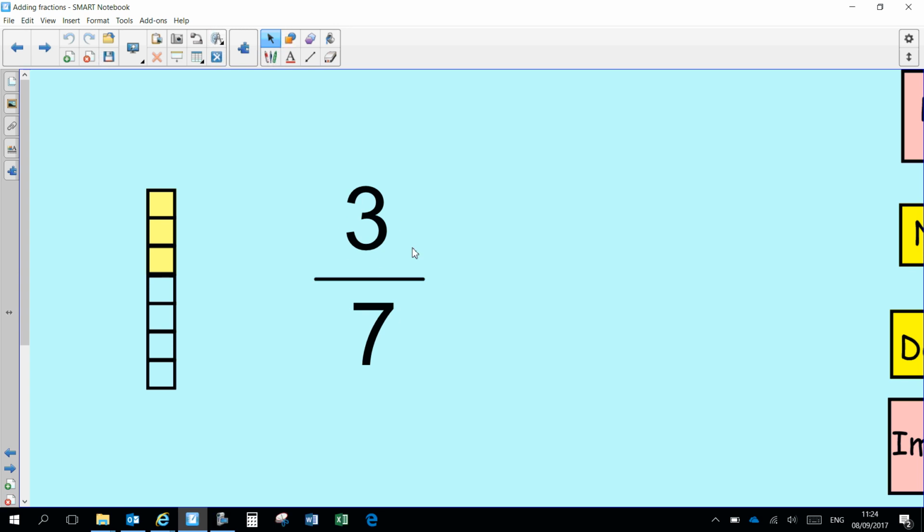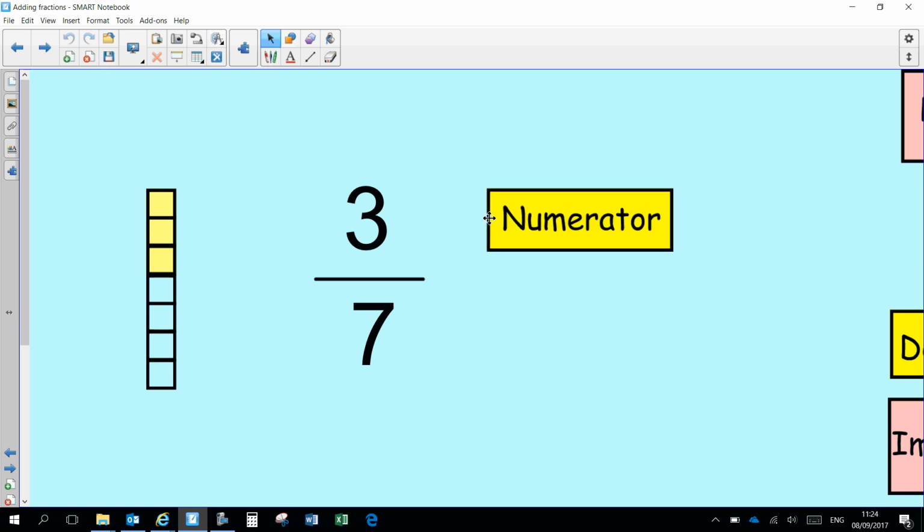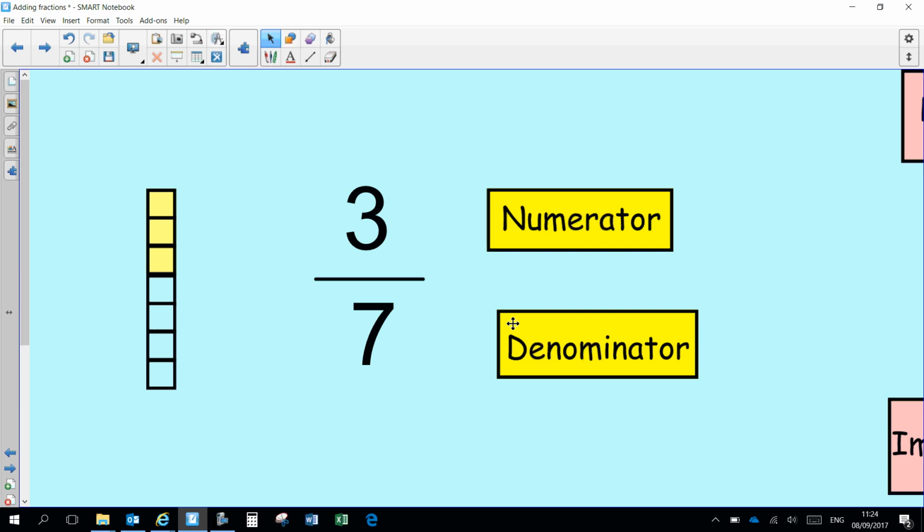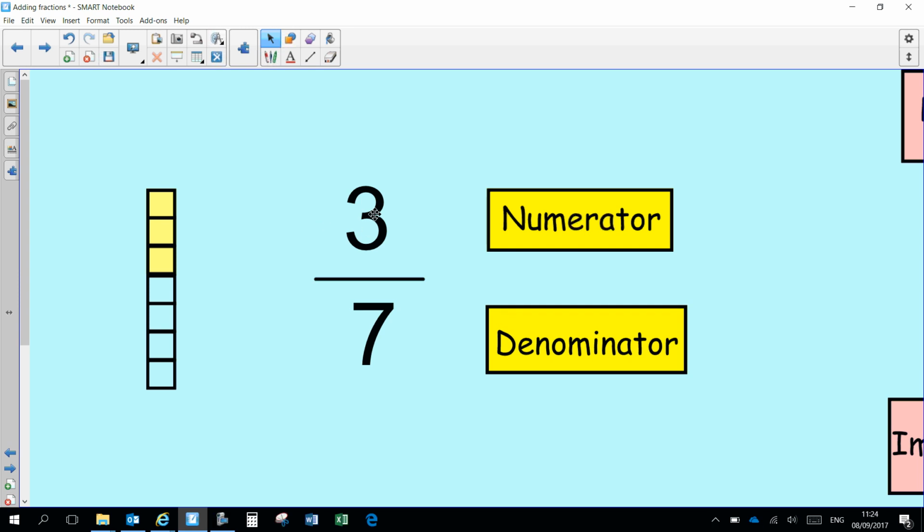Now, we do have names for both these parts of the fraction. You do need to remember these. So the top number is called the numerator, whereas the bottom number is called the denominator. So numerator, top number, denominator, the bottom number, you need to remember them.